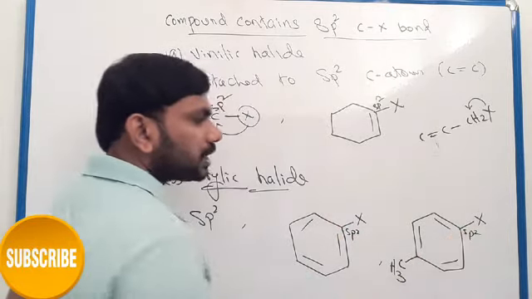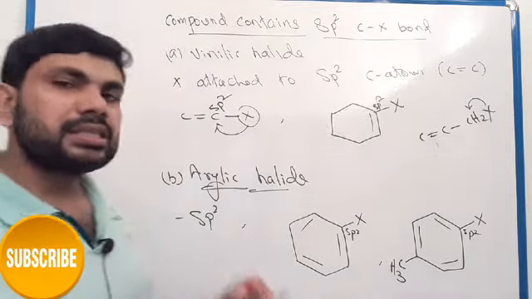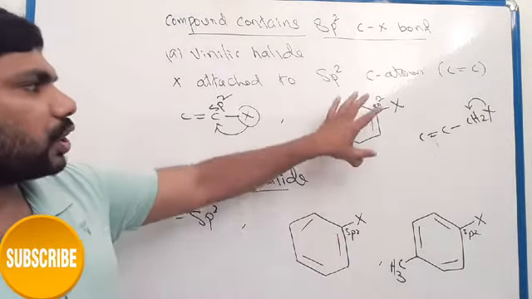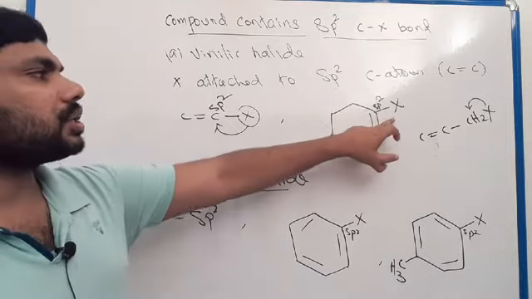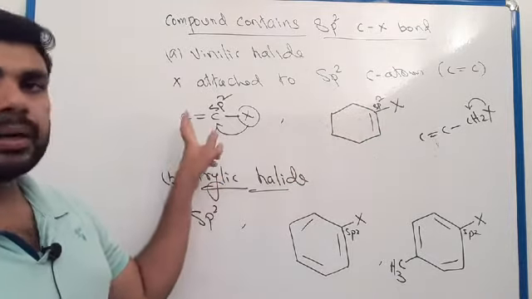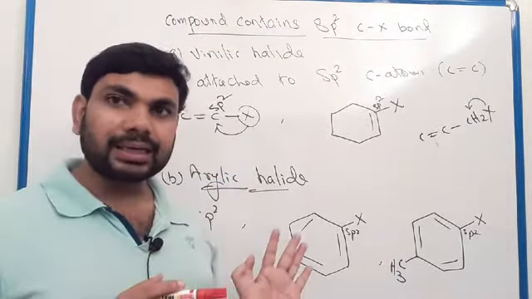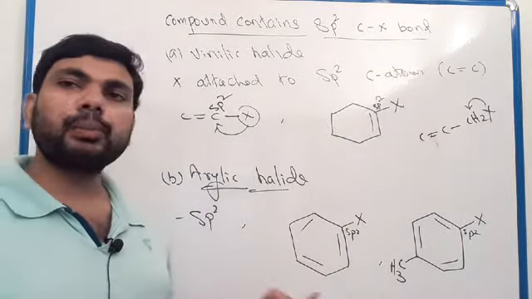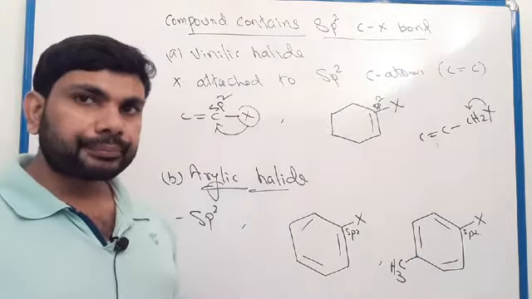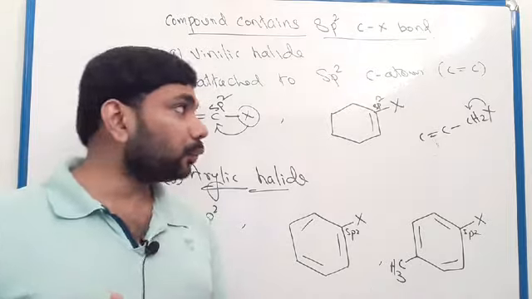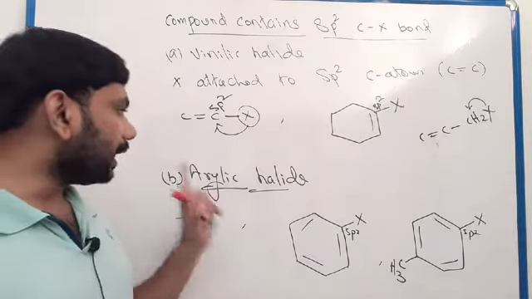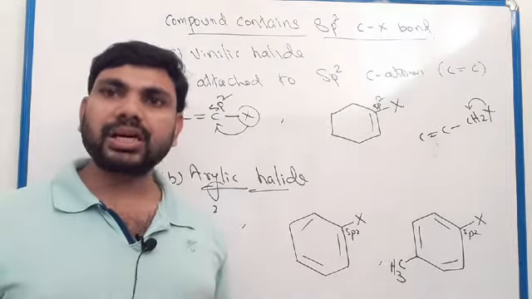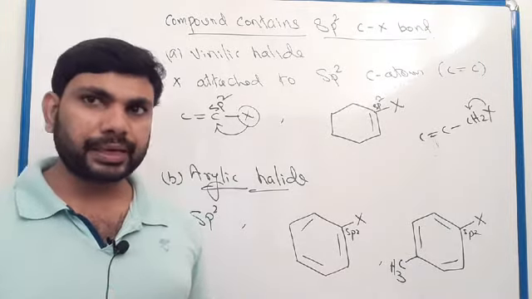Okay, halogen attached carbon, here it is sp2 hybridization, but here this is a benzene ring. Here, not a benzene ring, here the halogen is just attached to a carbon-carbon double bond, that is vinylic. Aryl means halogen directly attached to a benzene ring. So vinylic halide and aryl halide, both are sp2. Halogen attached carbon is sp2 hybridized.